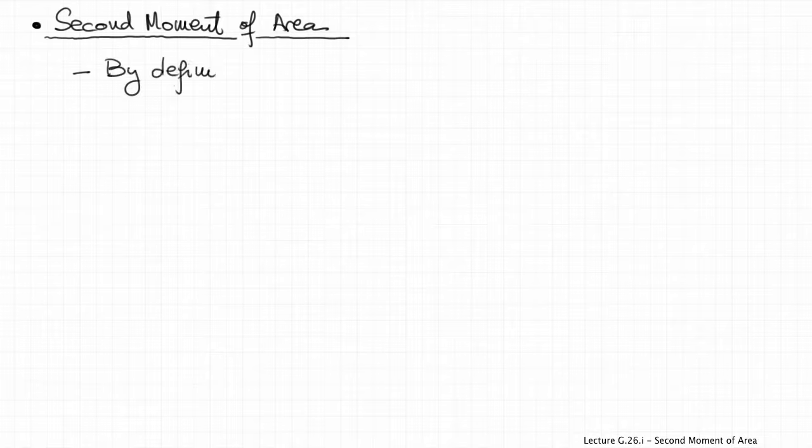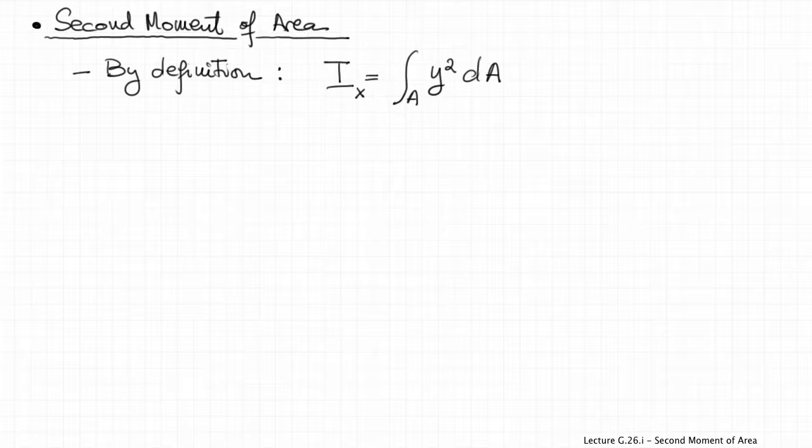Now, that was based on the concept of the first moment of area. Now let's talk about the second moment of area. And this, by definition, is in fact multiplying the elemental elements of the area by their moment arm twice. So in other words, the second moment of area about the x-axis will be equal to the integral over the area of y squared dA.